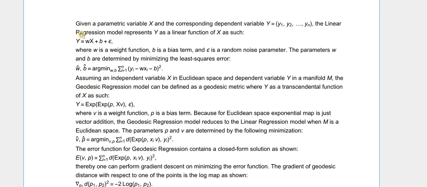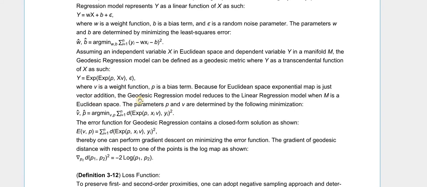So this line is generalized from this linear equation, a linear vector addition, into an exponential function, a transcendental function, which confirms what we mentioned, that the exponential function or mapping is the generalization of vector addition. So look at this linear addition from linear regression and the exponential transcendental function in geodesic regression.